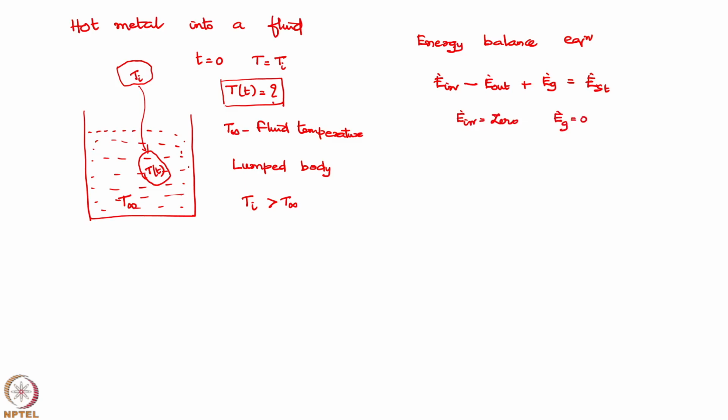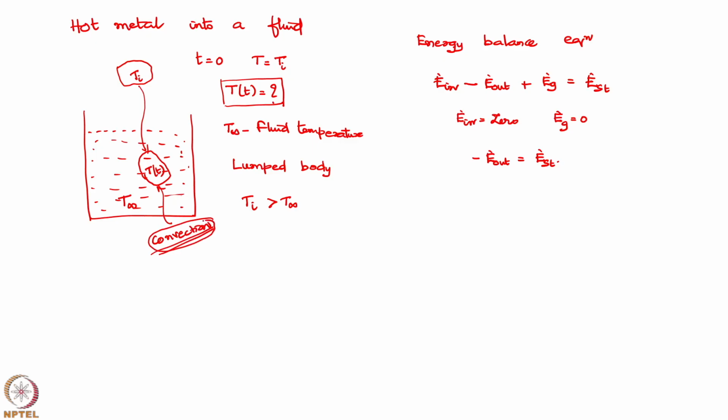There is no energy generation. I have not put any heater, nor is any chemical reaction occurring inside. So the energy generation term is also 0. So you have minus E dot out is equal to E dot St. Now how does the body lose its heat to the fluid? One of the ways is by convection. It can occur through radiation also, but we are neglecting radiation and taking only convection.